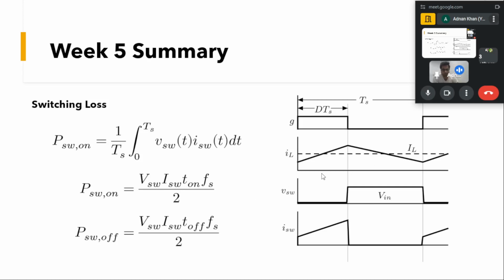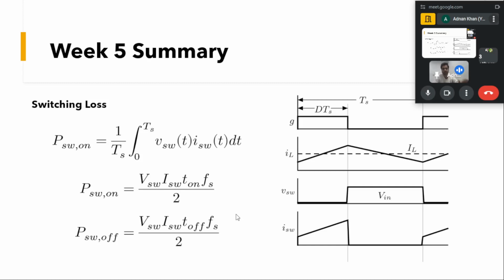In this way, we'll be able to know the value of VSW and ISW. And if the switching frequency is given to us, then we will know the TS value. And in the data sheets, we are provided with the T on and T off time, and if we put the values here, we should be able to calculate the switch turn on time, and in a similar fashion the turn off time as well.